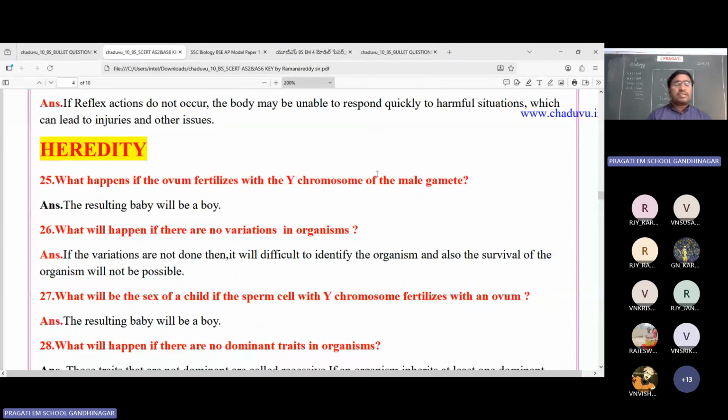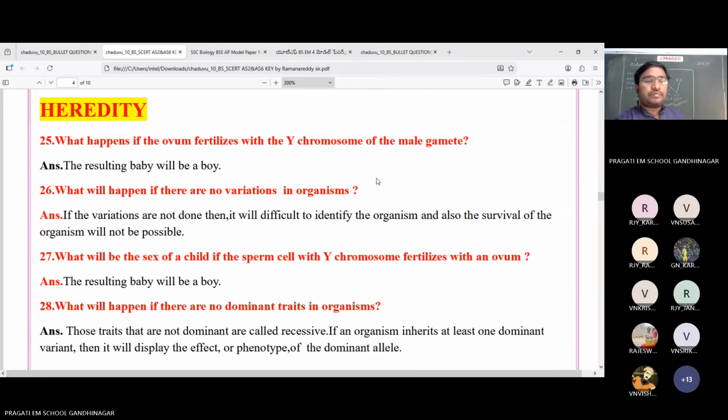And next is important questions in the heredity lesson, along with 1 mark and 2 mark questions. See, what happens if the ovum fertilizes with the Y chromosome of the male gamete? This is already discussed. So the resultant baby will be a boy, as we know.